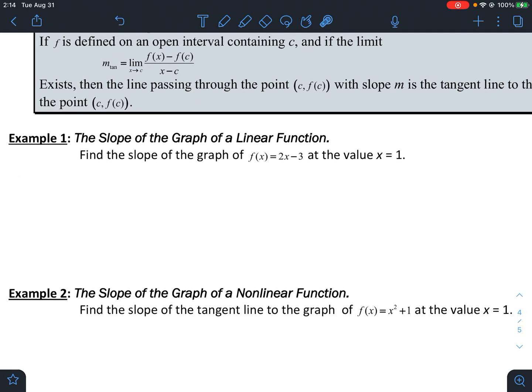So let's take a look at an example here. The first one just says to find the slope of the graph of that function at the value x equals 1. And you might be thinking right now, that's really easy. I know the slope of that graph. The slope of that graph is always the same. It's 2. And you're right, it is 2. All right, but we're going to take a little journey here, a little adventure into proving it to be 2 using our newfound limit definition.